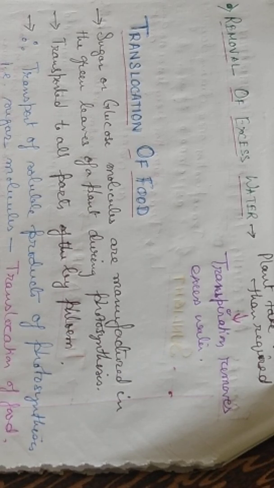I'll continue next with translocation of food: after the manufacture of food, how is this food translocated. Also about the minerals which are taken by the plants, and what types of minerals are there in the plants. I'll discuss these in the next video.